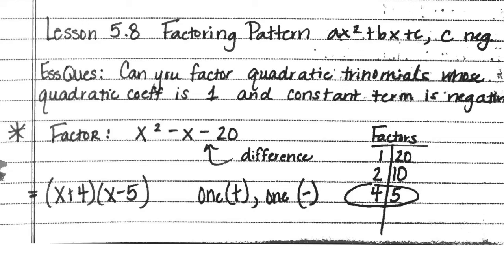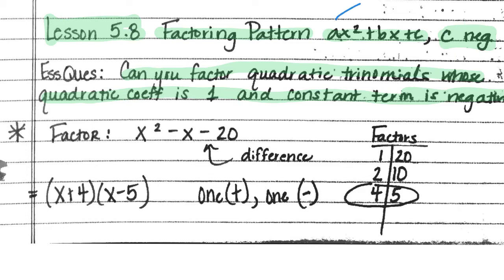All right, Algebra 1, we are moving on. We are on lesson 5.8. We are factoring with ax squared plus bx plus c, where c is negative. Our essential question today is, can you factor quadratic trinomials whose quadratic coefficient is 1 and constant term is negative? So let's talk about what that means.